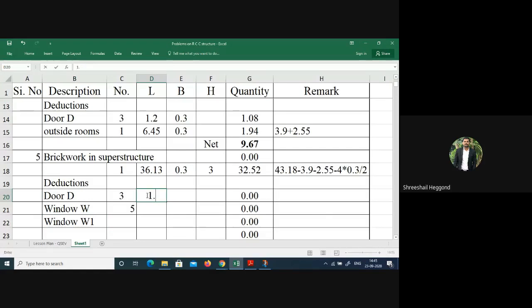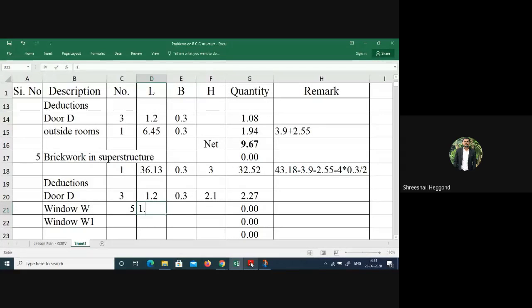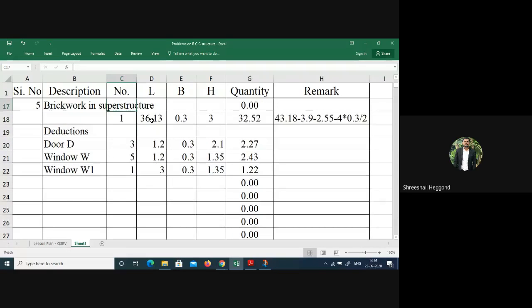Doors of variety: 1.2 by 0.3 by 2.1, and windows of variety W: length is 1.2, 0.3, 1.35, and W1 variety window is 1 number, length is 3 meter, width is 0.3 and height is 1.35. This is deductions because of openings.